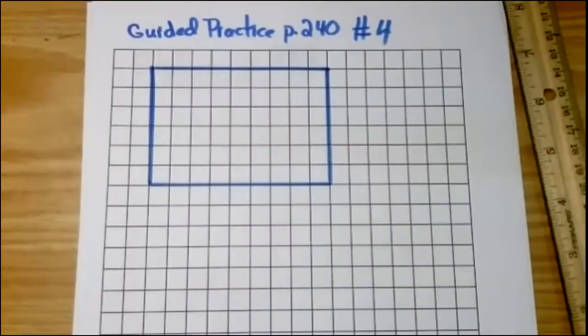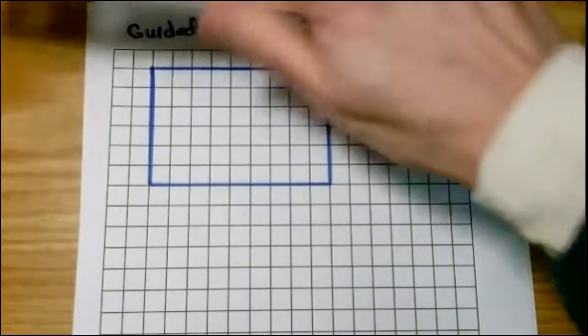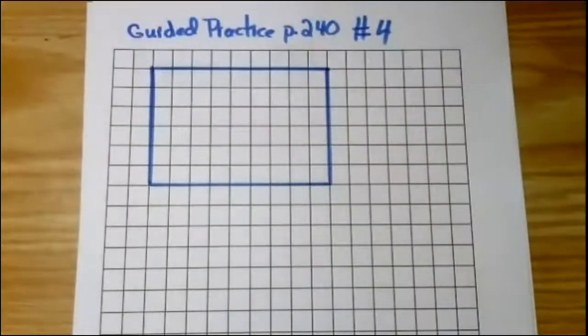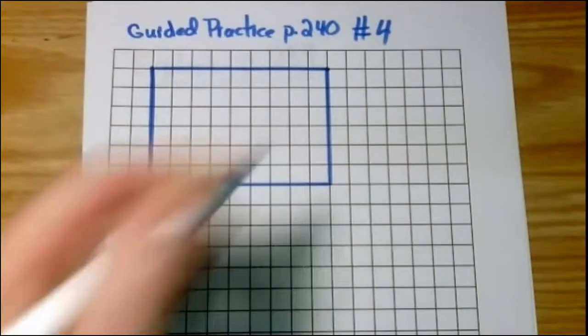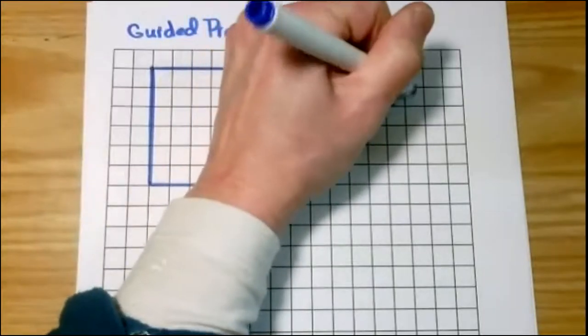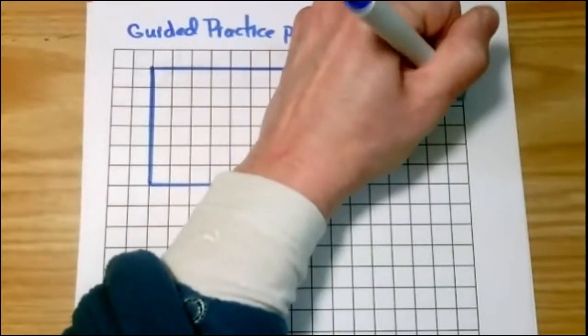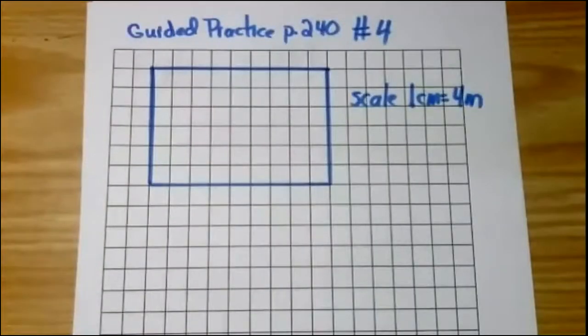This is guided practice, page 240, number 4. A scale drawing of a cafeteria is drawn on centimeter grid paper as shown. So we're assuming that each one of these squares is 1 centimeter in length. In fact, let's see if it really is. It might be. It is. This is exactly centimeter paper, so it is 1 centimeter. The scale is 1 centimeter to 4 meters. 1 centimeter is the same as 4 meters of the actual size. Oops, not equals, a little colon there.